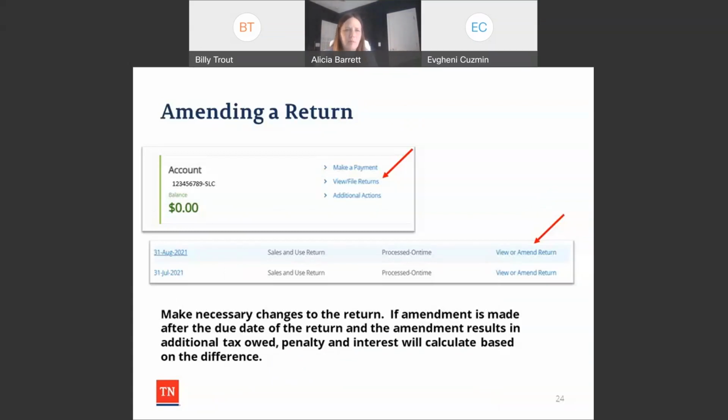Occasionally we will find that we all make mistakes, so you may find that you want to amend a return. To make these changes, you can just click on File, Amend Returns, find the period that you want to make changes to, and click on View or Amend the Return. Now, if the amendment is made after the due date of the return and it results in additional tax owed, penalty and interest will calculate on the difference.